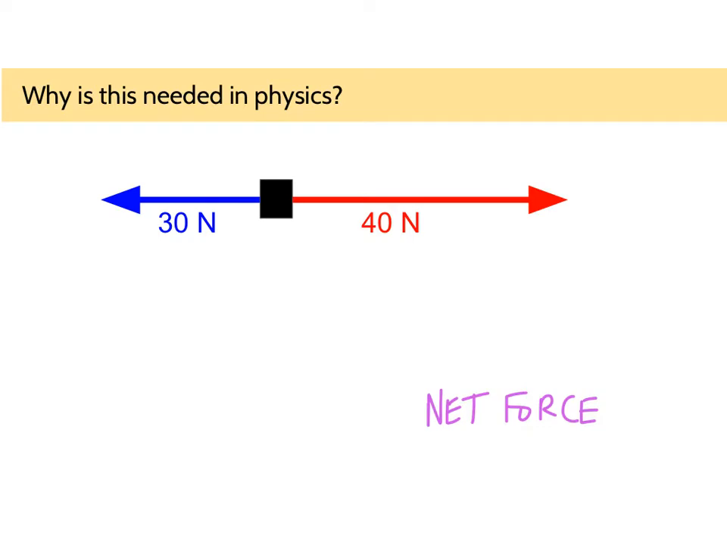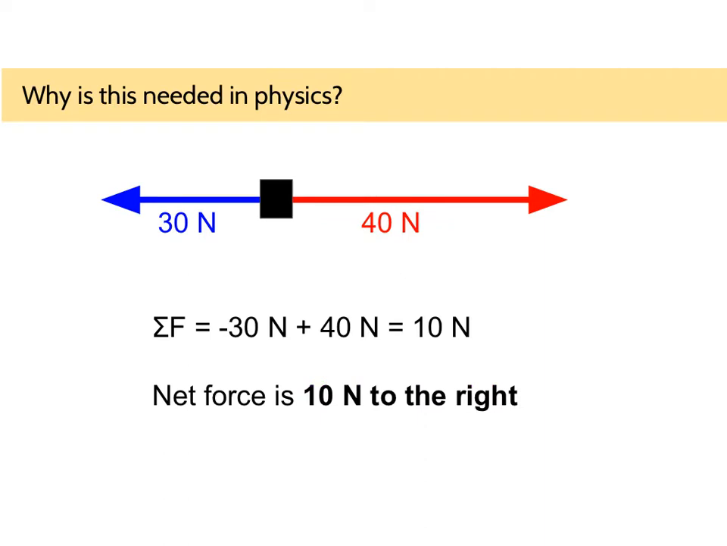Before we get to that, just a quick review of how to find net force if things are along a line. We would think about the 30 newtons as pointing backwards and the 40 newtons as pointing forwards and subtract them, or think of them as positives and negatives and get 10 newtons together. And then because the red force was bigger, our net force points to the right.